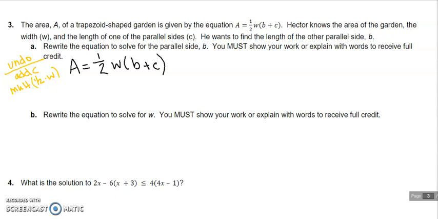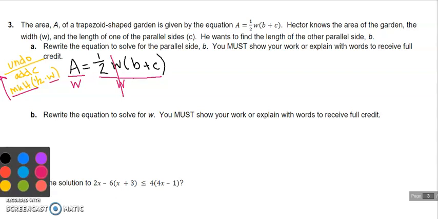Okay, so if we want to undo this, basically we're going to have to work it backwards. The opposite of multiplying 1/2 and W is to essentially divide by them. So I'm going to take this one step at a time just to break it down for you. If I want to divide by W, I can just divide by W here, and I can divide by W here. Okay, so I undid that multiply by W.